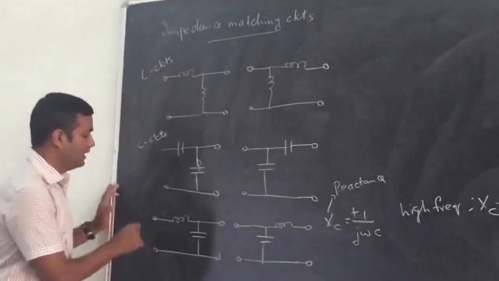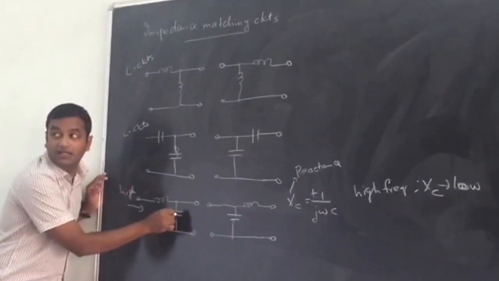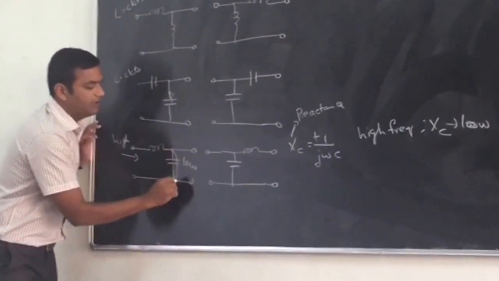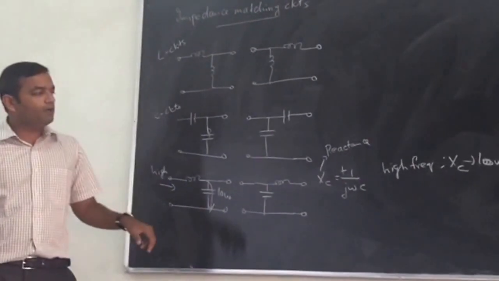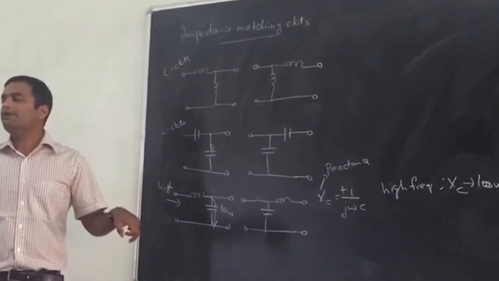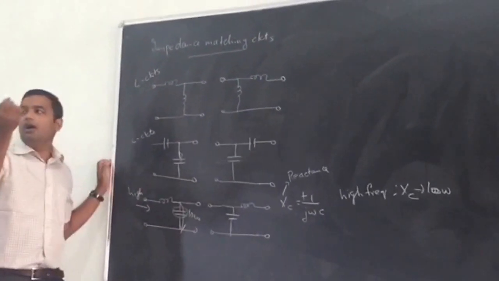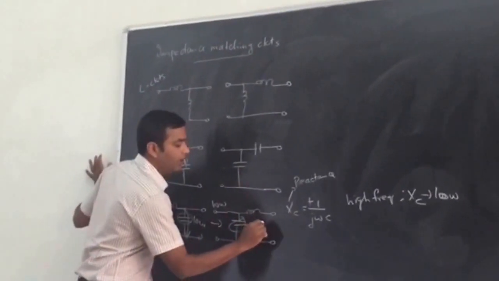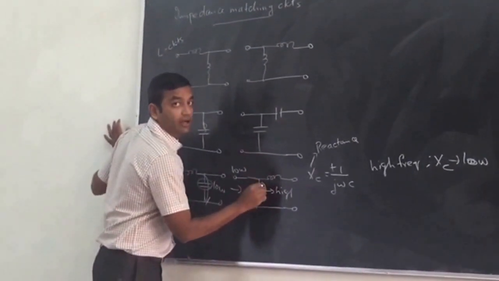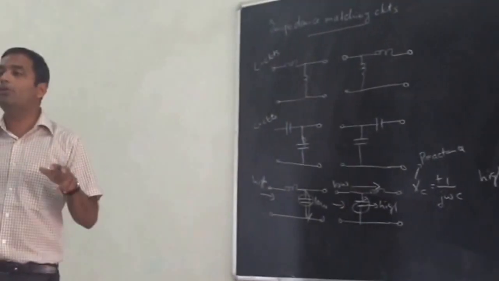Suppose I give a high frequency signal here, what will be the reactance of this fellow? Low. So all the high frequency signals will get grounded. Suppose I send a low frequency signal here, this reactance value will become high. So the signal cannot enter, and all the signal will go through this. So this is a low pass filter.